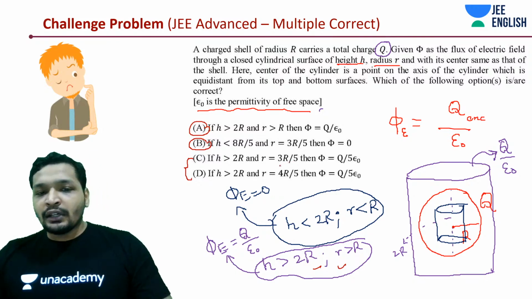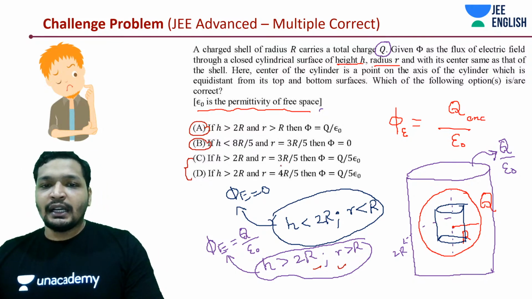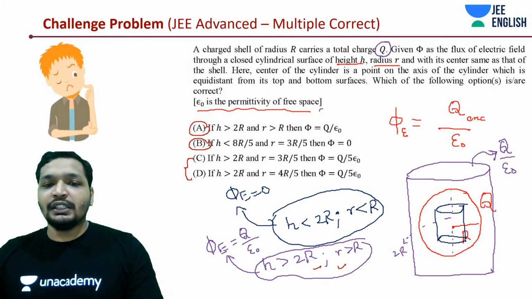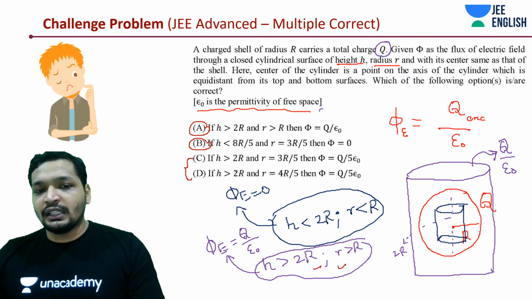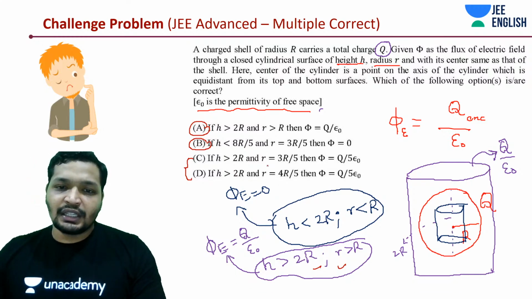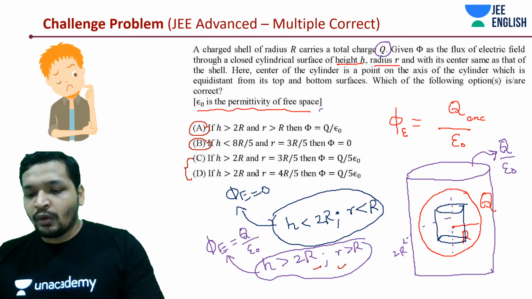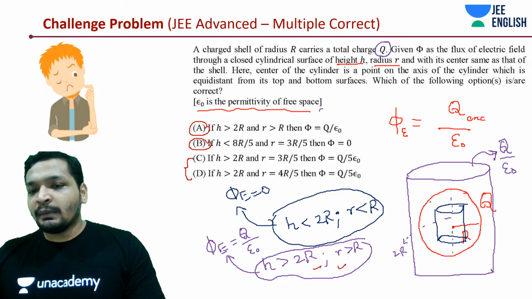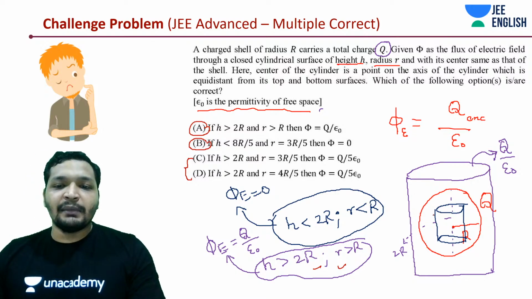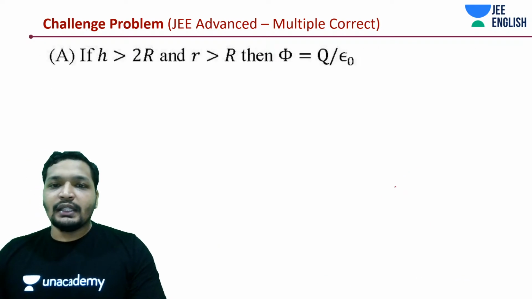Okay, so let's get into this question, and it's going to be really interesting, guys. We have two conditions. One condition is h greater than 2r, and the other condition is also h greater than 2r, but the radius is basically 3r by 5. Do remember we are only concerned about the part it covers, which is dependent upon the radius.